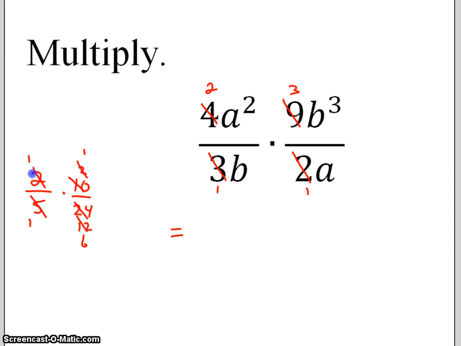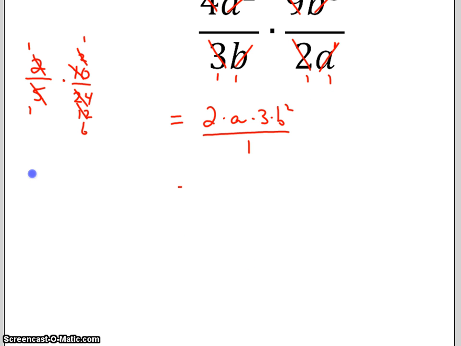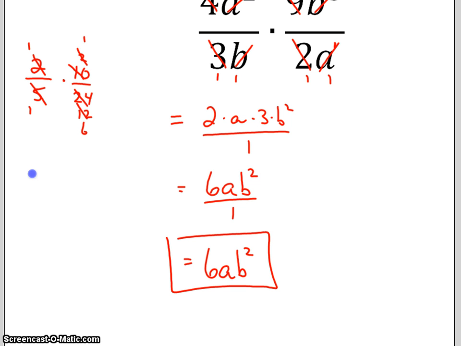Now over here, the a squared and the a, this is an a to the first, remember. They have a common factor of a. So we'll have a 1 here, and then an a here. The b cubed and the b have a common factor of b. So if you divide each one by b, you get b squared. B cubed divided by b is b squared. So now we multiply across. We have 2 times a times 3 times b squared all over 1. So that's going to be 6ab squared over 1, or just 6ab squared. Okay, so that is the simplified version of that.